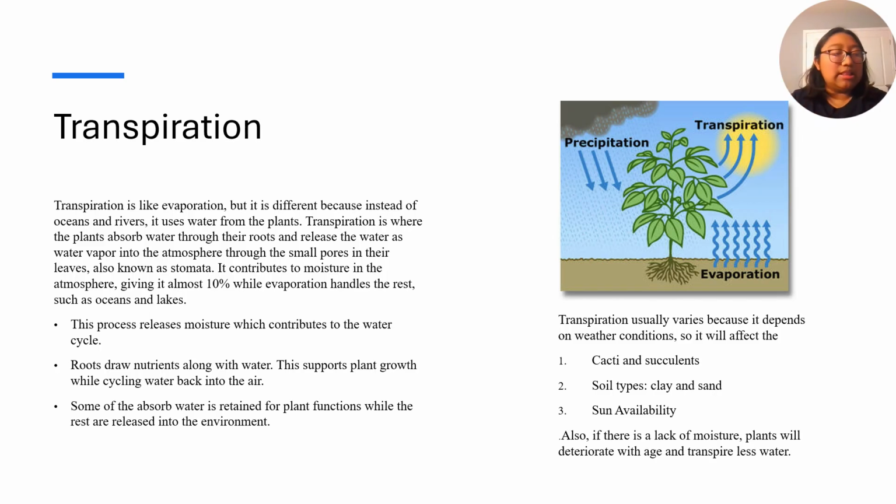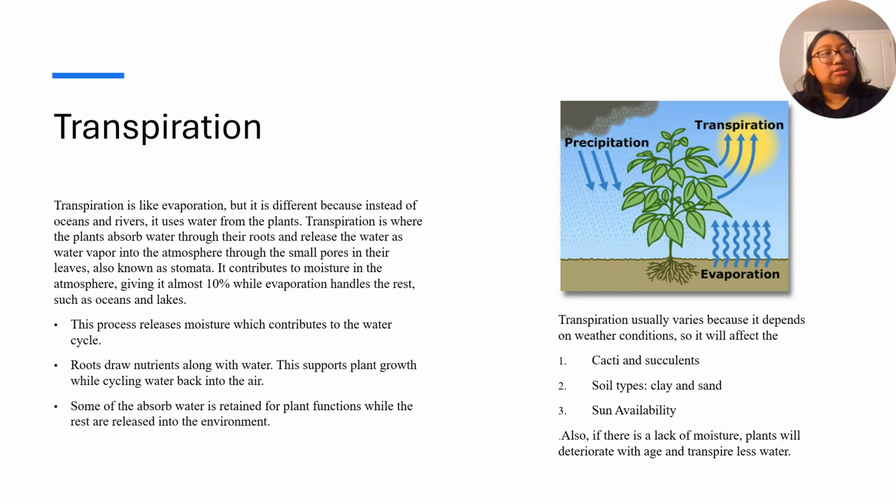Soil types, clay and sand. The clay particles are small, so the clay type can affect the transpiration process. It holds the water, and the sand particles are bigger, so they let go of the water rapidly.